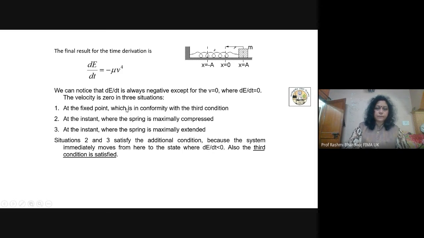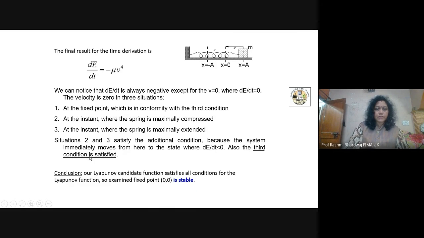At the fixed point, you have the uniformity, meaning continuity. Then we have the spring maximally compressed, and the instant where the spring is maximally extended. So conditions 2 and 3 and all these conditions are satisfied. Now we are finding that because you are getting this Lyapunov function, the second function v, this satisfies that 0, 0 is coming to be the stable point. So see, in the same example, even though the point is 0, 0, we require so many conditions to check its stability.